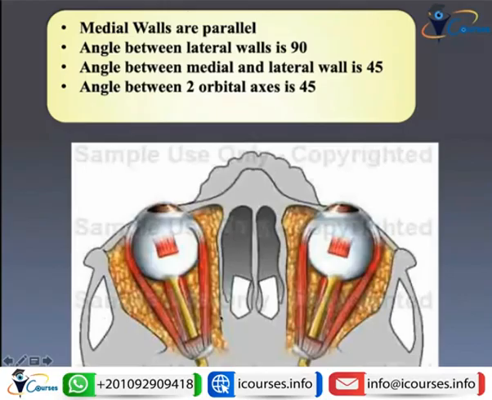So here is the medial wall, and the medial walls are parallel. The lateral wall here and the lateral wall there are perpendicular to each other. The angle between the medial wall and lateral wall is 45 degrees, and the angle between the orbital axis of the right eye and the orbital axis of the left eye is 45 degrees.